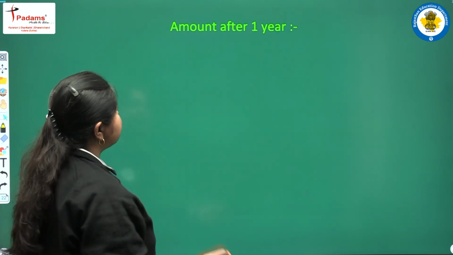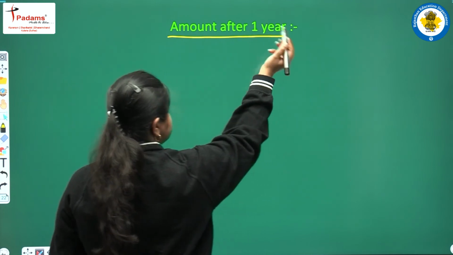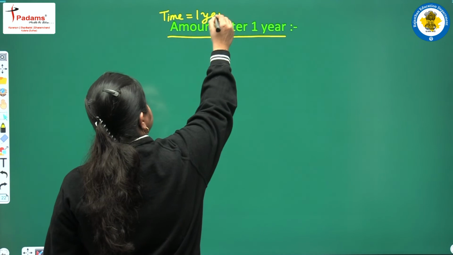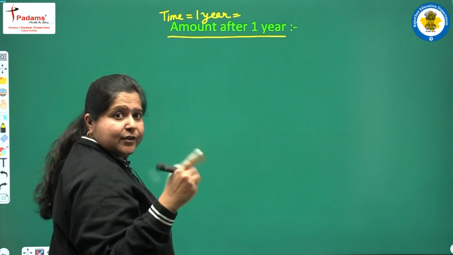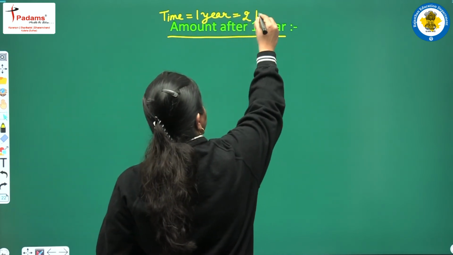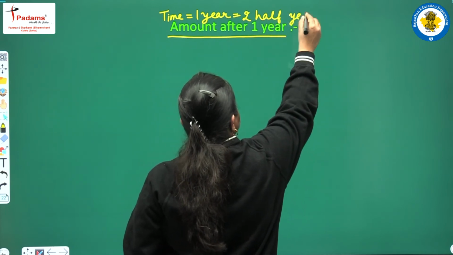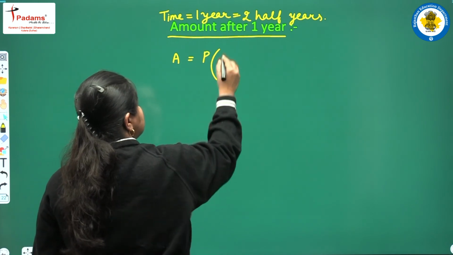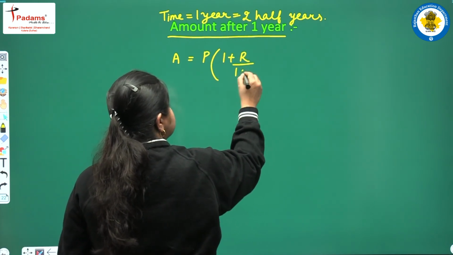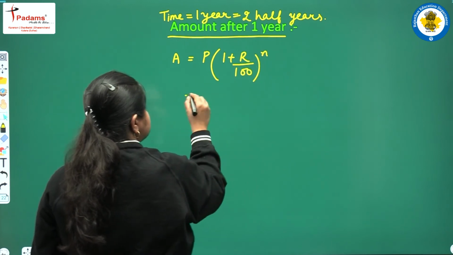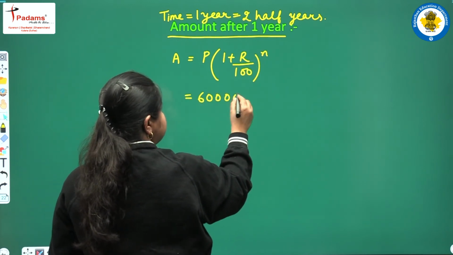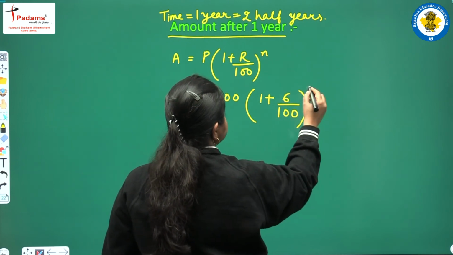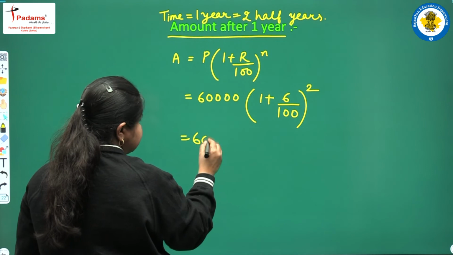Let us take the case where we have to find amount after 1 year. So in this case the time is 1 year and because half yearly computation is being done, it will double, so there are 2 half years in it. In such a case your amount will be P into (1 plus R upon 100) raised to power n. P is 60,000. 1 plus rate is 6 upon 100 and the time this time is 2. This will be 60,000.